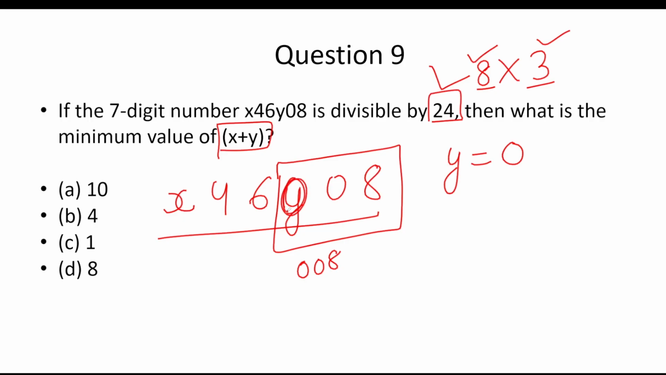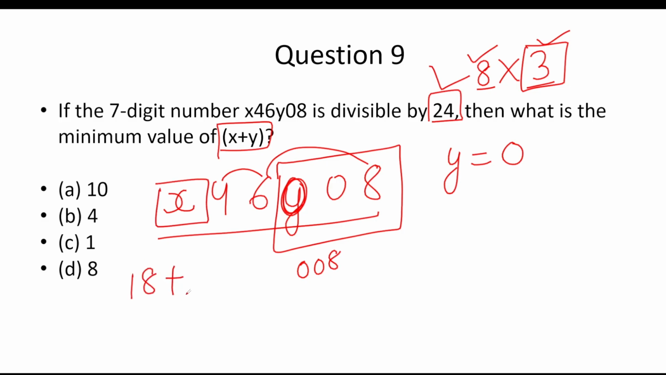So let's put 0 here. Now for X, I can apply the divisibility rule of 3. That sum of digits should be divisible by 3. What is the sum of digits? 6 plus 4, 10. 10 plus 8, 18. So what should I add in 18?